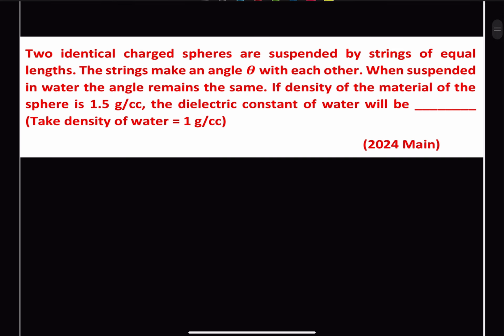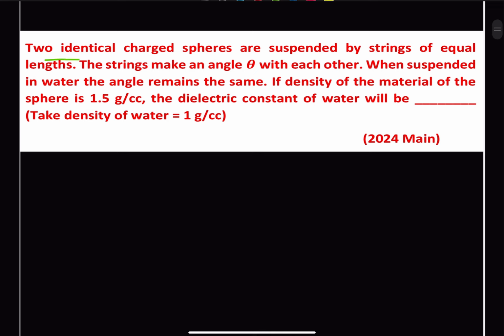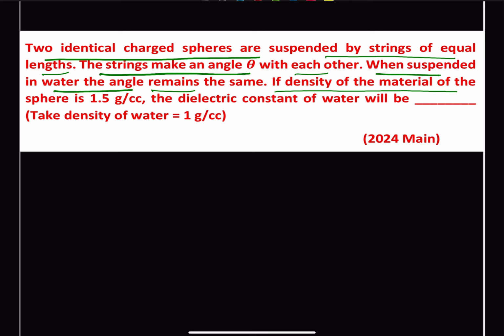Next question. It states that two identical charged spheres are suspended by strings of equal lengths. The strings make an angle theta with each other. When suspended in water, the angle remains the same. If the density of the material of the sphere is 1.5 gram per cc, the dielectric constant of water will be, take the density of water as 1 gram per cc. The important part is that the angle should remain the same. So we can draw an approximate figure for that.